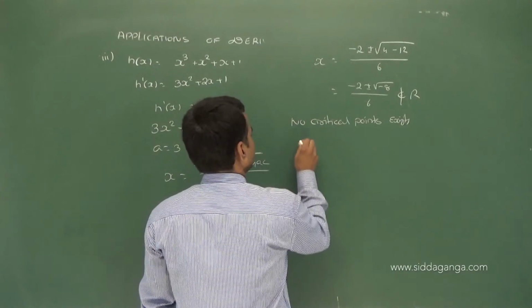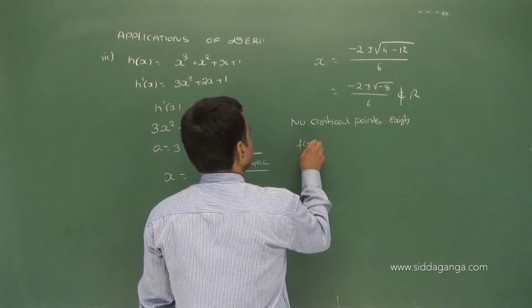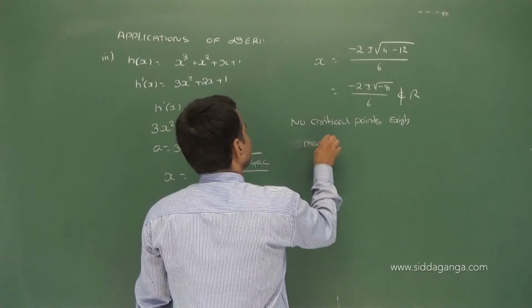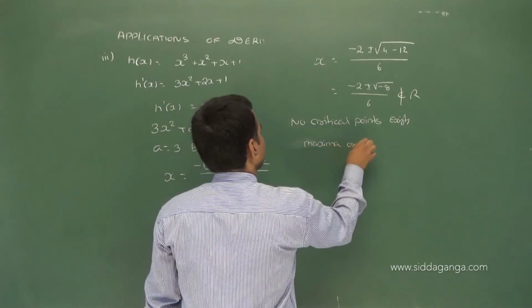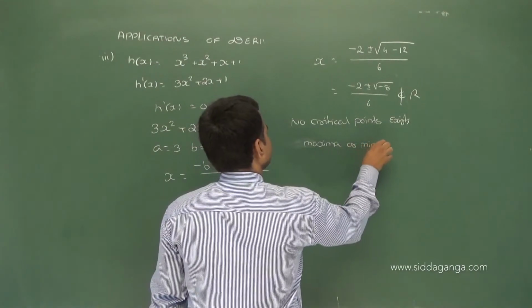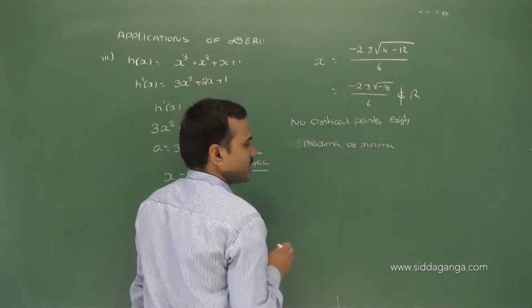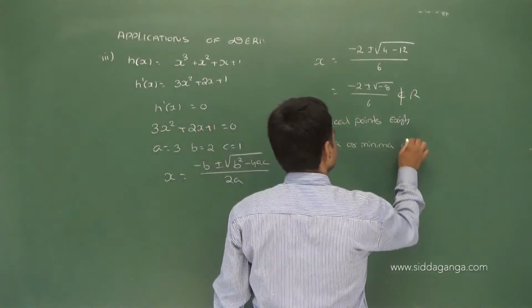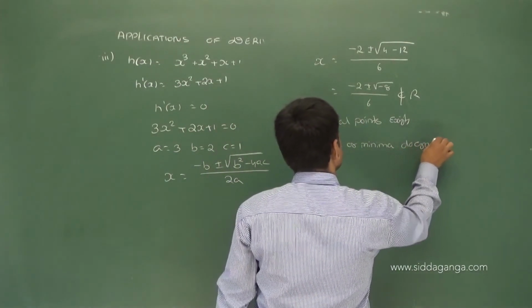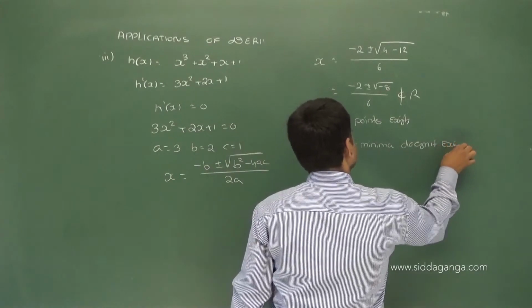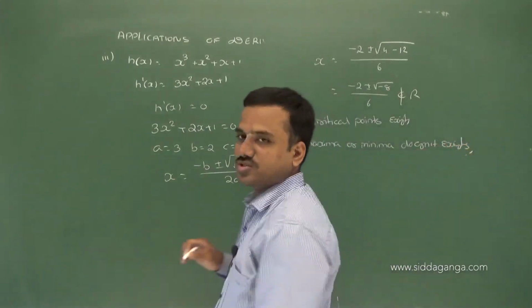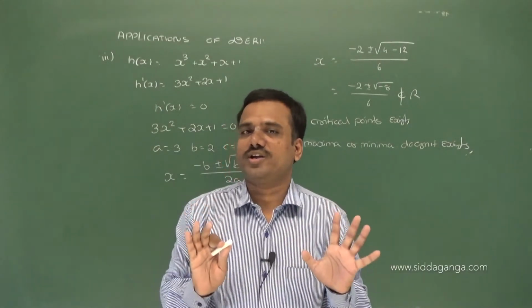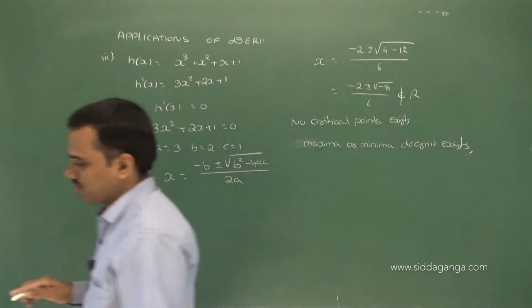No critical point exists means, what is the conclusion? For f of x, maxima or minima, this is a complex number, correct? Maxima or minima do not exist. Clear? Is it very important? Next problem. See this problem carefully.